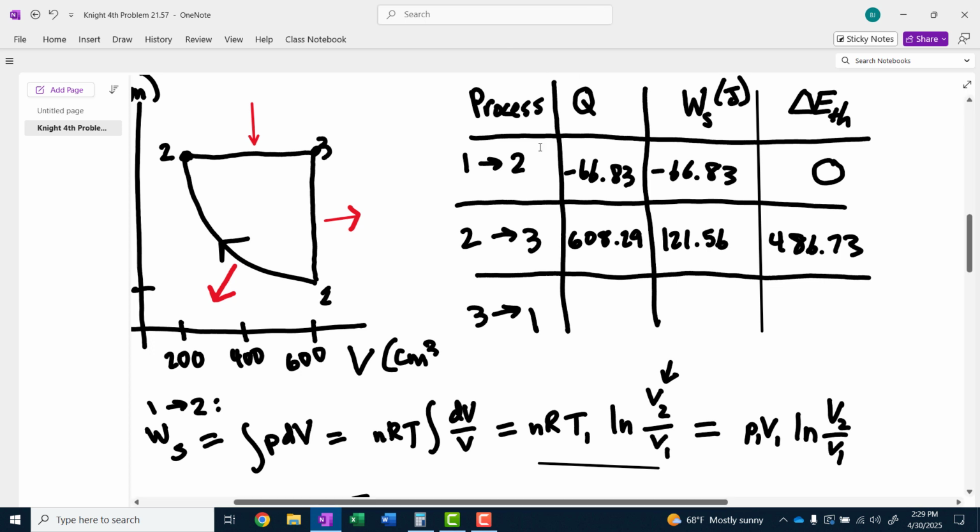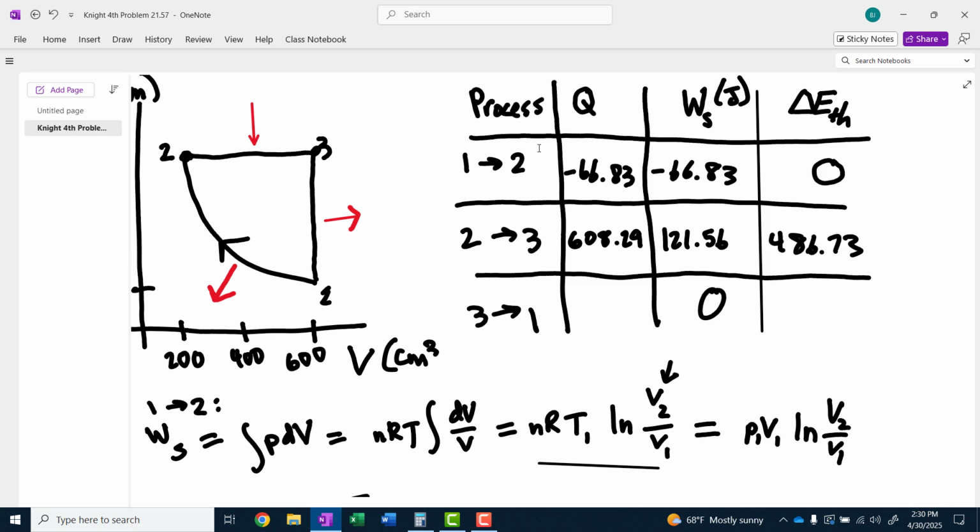Last process, 3 to 1. Before we even begin here, let's think, is there anything easy? Should any of these be easy? Yeah. Isochoric process, there's no change in volume. You can't be doing any work if your volume isn't changing. So this one's cake. And then we just have to decide which of these to do, Q or delta E thermal, because once we've got one, we can find the other from the first law.